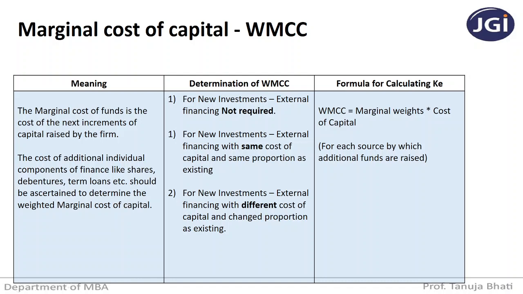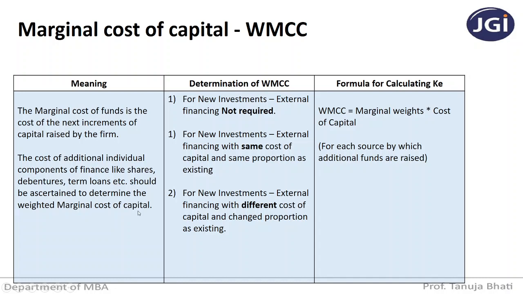So suppose the firm wants to raise additional funds, maybe because they are planning a new investment or new proposal, and they want to raise additional funds through shares, debentures or term loans. The additional cost incurred to raise the shares, debentures and term loans, in totality, will give you the weighted marginal cost of capital.